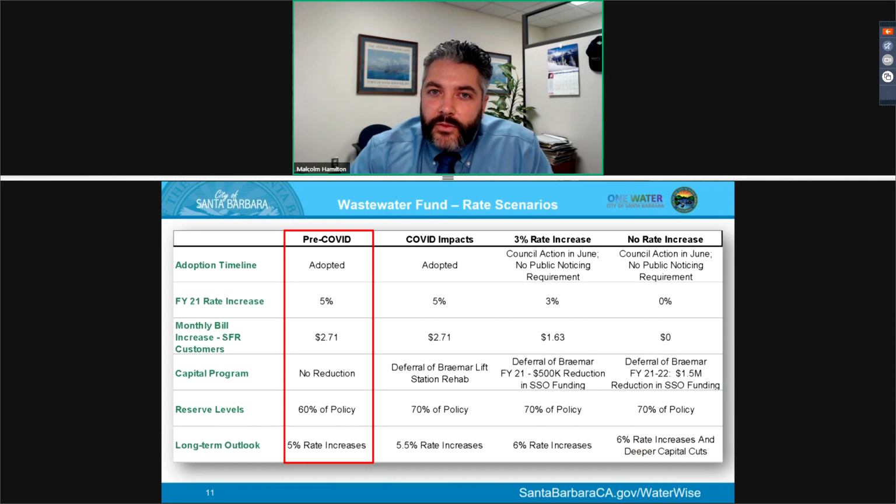Thank you. So this table has the same setup as the last, and we're looking at exactly the same type of components in terms of the adoption timeline and through down to the long-term outlook for wastewater. As we explained, wastewater is in a different position. They have a pretty significant use of reserves already. So in our pre-COVID planning scenario, we're doing 5% rate increases in 21. That equates to about $2.70 in the monthly bill increase for single family residential users.